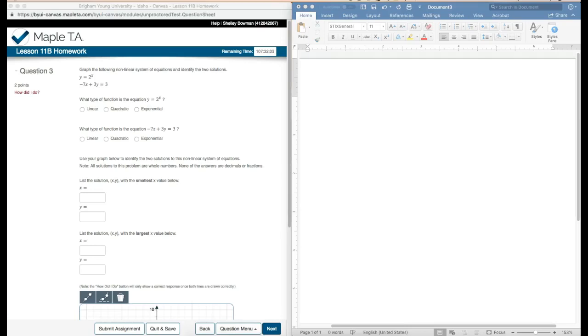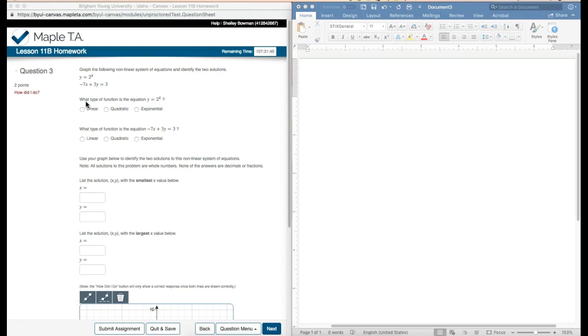Maple TA Lesson 11B, homework question number 11. Graph the following nonlinear system of equations and identify the two solutions. So the first one I have is y equals 2 to the x. Because x is in the exponent, that tells me that this is an exponential function.